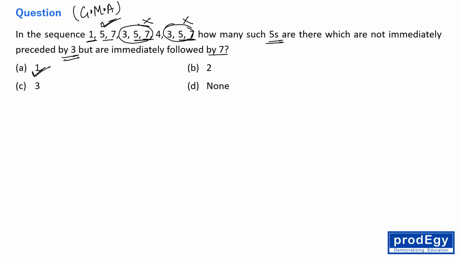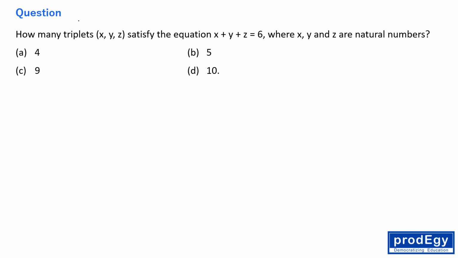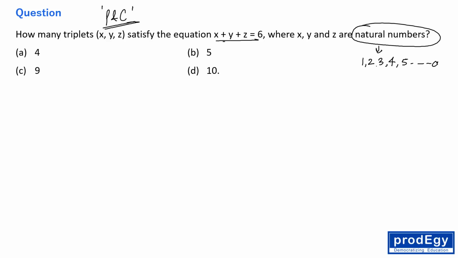All right, everyone. So now let's move to the other one. How many triplets x, y, z satisfy the equation x plus y plus z is equal to 6? See, all of you, this question belongs to permutation and combination, right? But this can be solved very easily, where x, y, z are natural numbers. What are the natural numbers? Natural numbers start from 1 and go up to infinity. Right, everyone? Okay, these are the natural numbers.